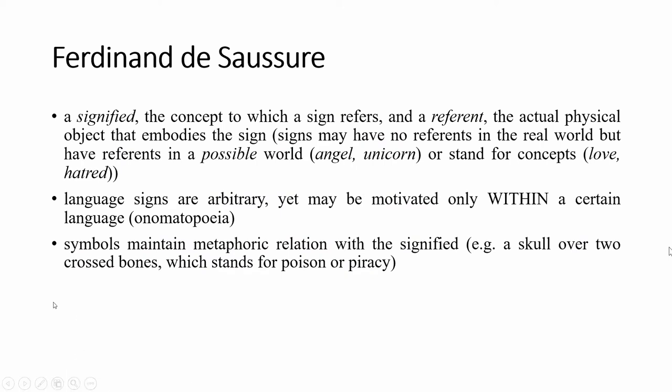And Ferdinand de Saussure also used the term symbol, but in a very peculiar way. He claimed that symbols maintain a metaphoric relation with the signified. For instance, a skull over two crossed bones for piracy or danger. Then, for instance, a snake and a medical cup for chemistry or pharmaceutics, and so on. So there is a metaphoric relation, and this is a feature of symbols.